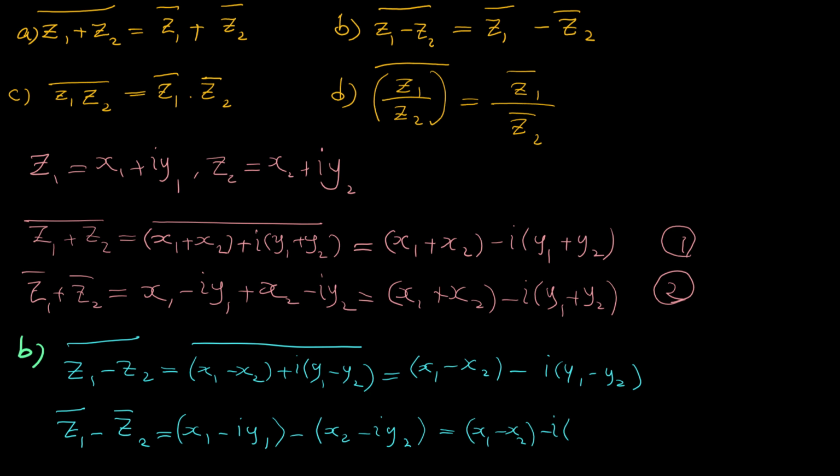So if we factor, please pay attention, we factor negative i here, then we have y1, so we have to put y1 here. And if we factor negative i, don't forget we have a negative here, then we have minus y2. And as you can see, these two relations are equal to each other again, and this proves that this relation is also true.